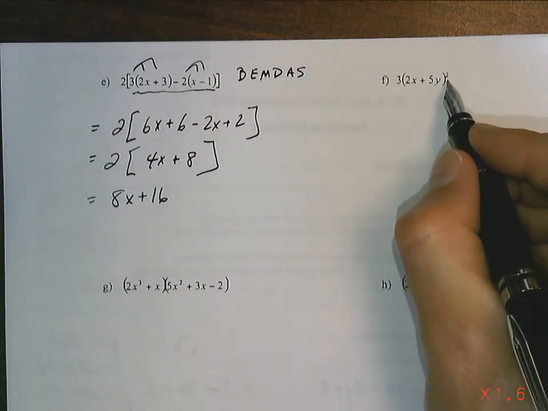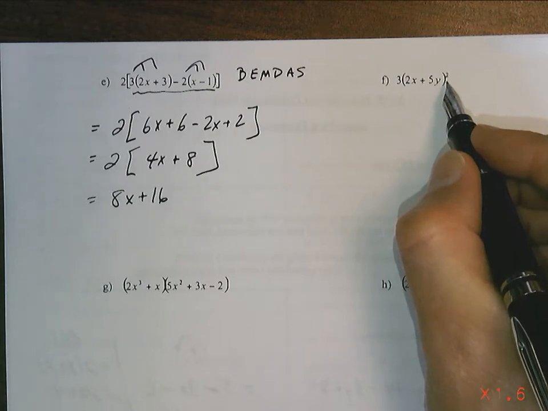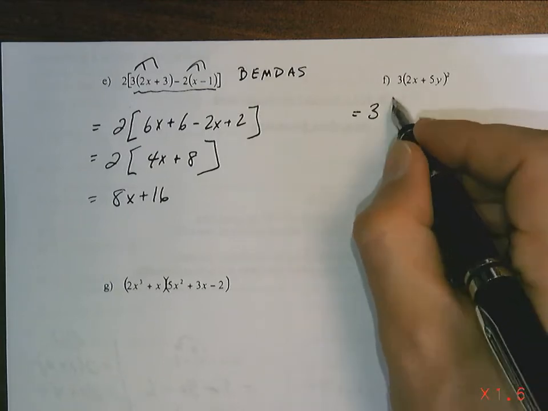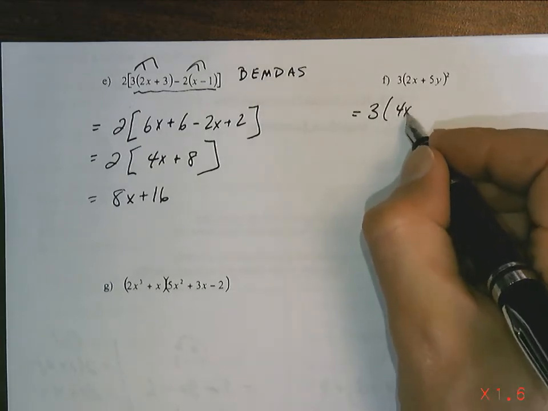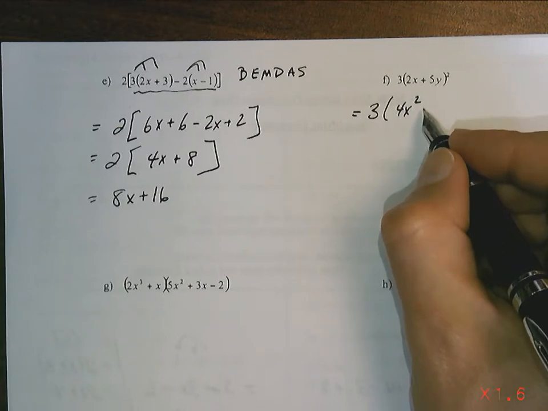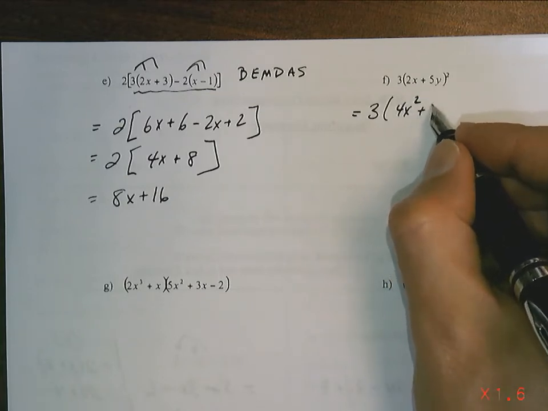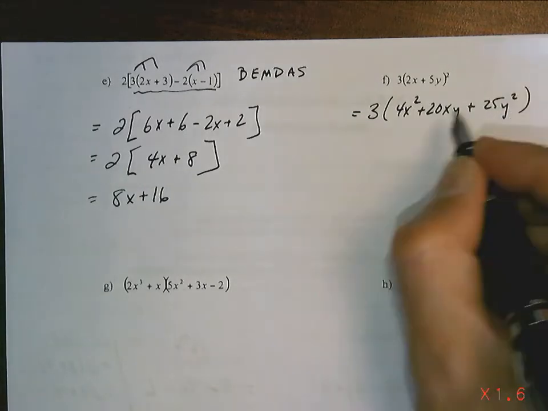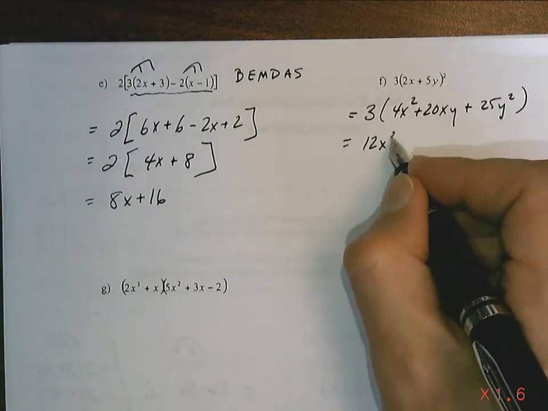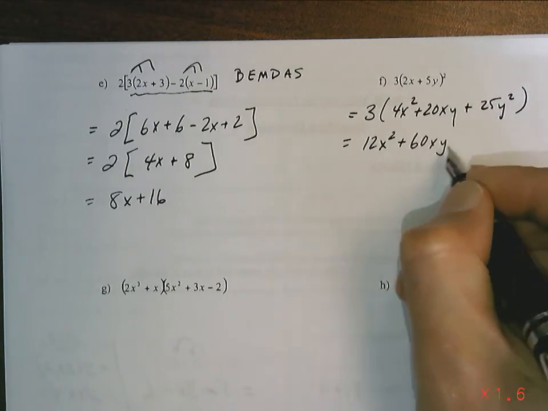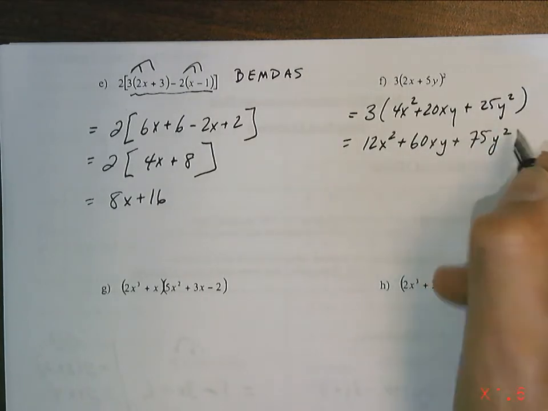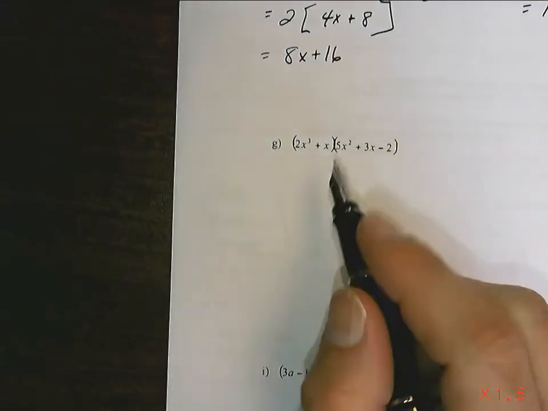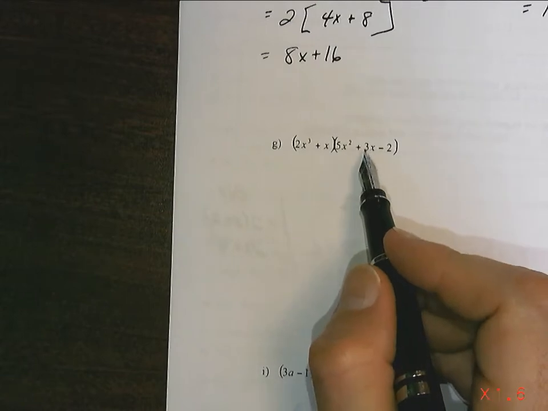Look, I've got a perfect square binomial here. So it's the first term squared, so it's going to be 4x squared. This term times this term is 10xy times 2 is 20xy. And it's the last term squared, 25y squared. Now I take the 3 in, 12x squared plus 60xy plus 75y squared. That's cool. That's fast.